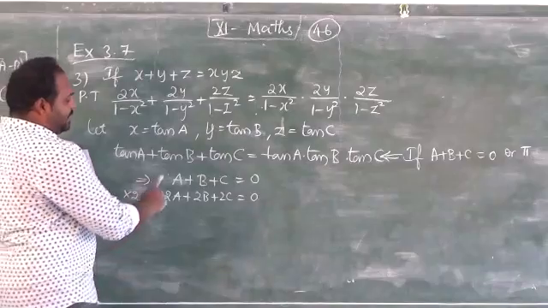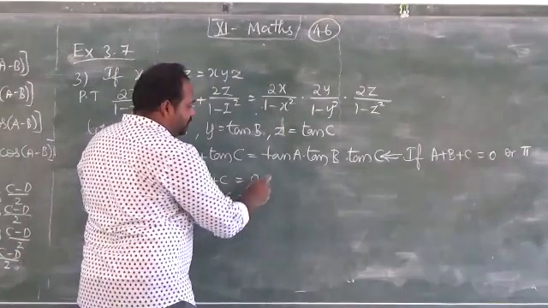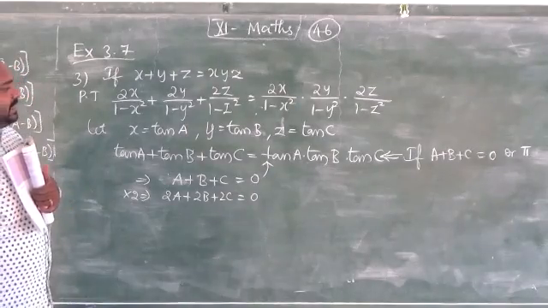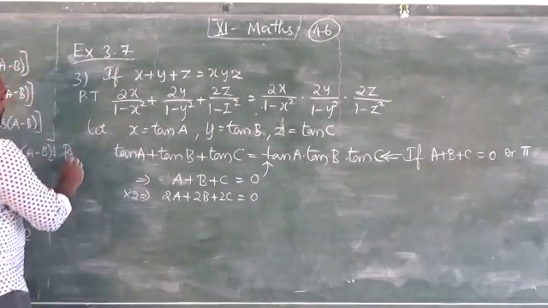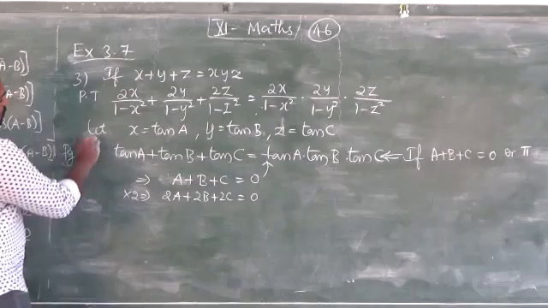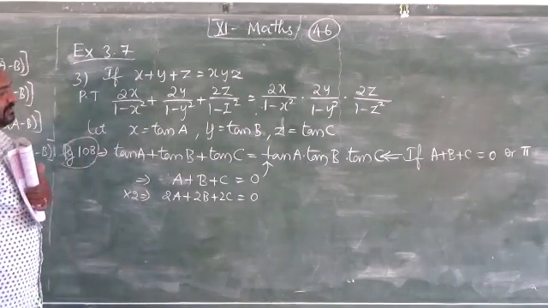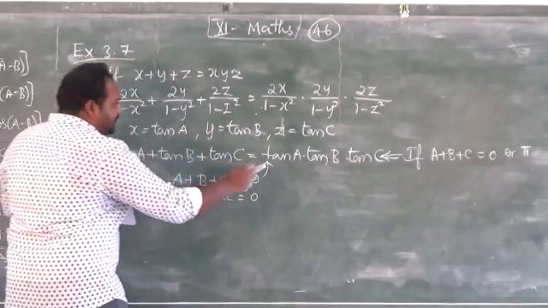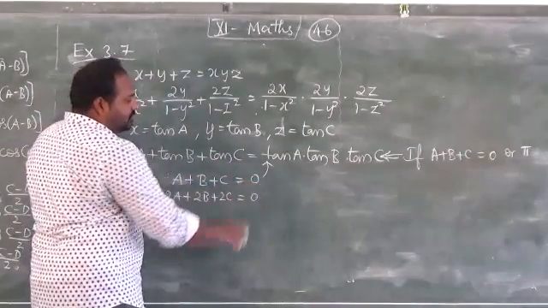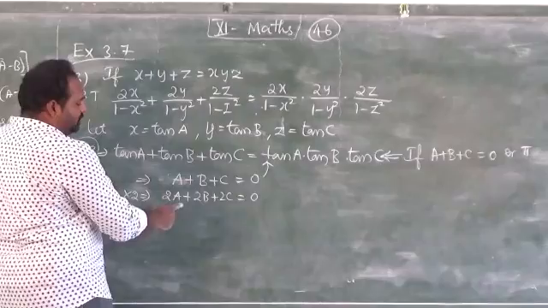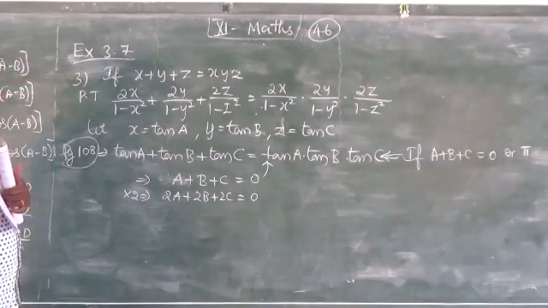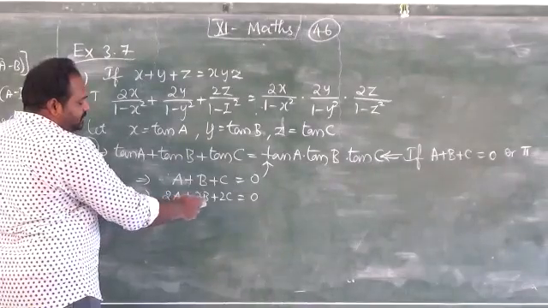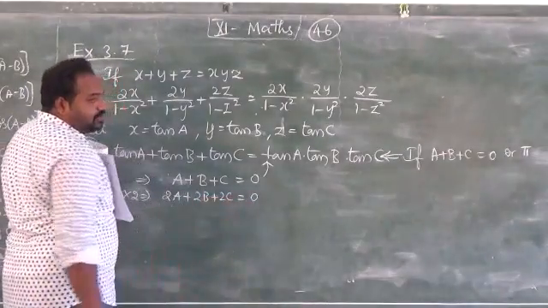So when you have A plus B plus C equal to 0, we can write tan A plus tan B plus tan C equal to tan A, tan B, tan C. This is given on page number 108 in the book. The property is directly given in the book, you can refer to it. In this case, we can say A plus B plus C equal to 0. Using this condition, I am just multiplying by 2, so it will be 2A plus 2B plus 2C equal to 2 into 0, which is 0.